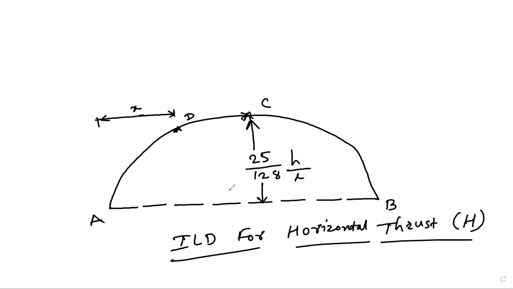Now I have taken it at L by 2. You can take it at 1 meter also. So depending upon that, put the value of X in terms of L or at 1 meter interval. So you can also find out the ordinates of horizontal thrust H, and then you have to draw the ILD. Is it okay? Shall I proceed?